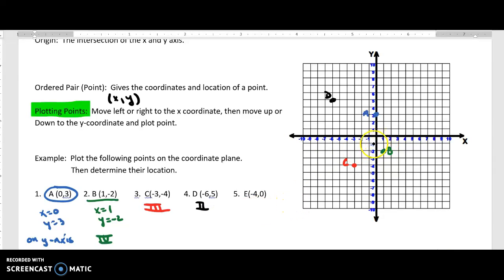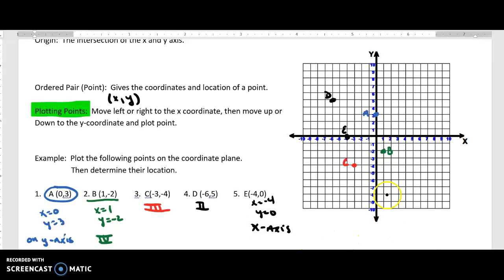And number 5, if I look, x is -4, y is 0. So I start at the origin. I'm going to go left to -4. Y is 0, so I don't have to go up or down. I'm going to go ahead, plot point E there. All right. Now, that's not in a quadrant. What that is, it's on the x-axis.